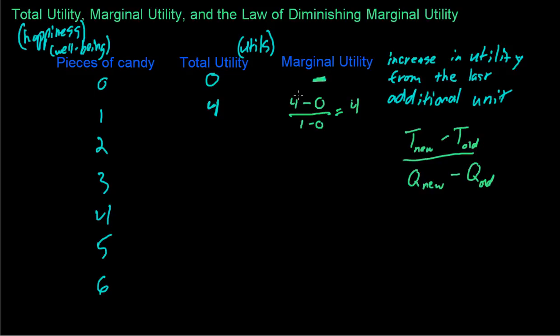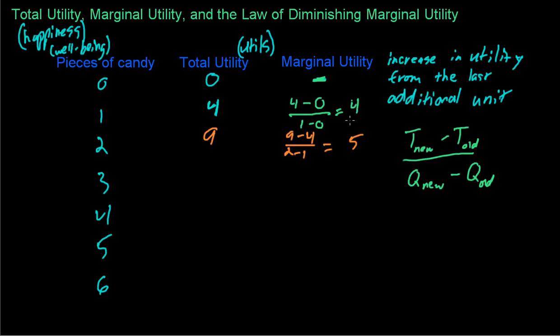All right, so let's keep going with this example so you get a better idea of how to do this calculation. Let's say that the second piece of candy is even better, and we jump up to 9 units of total utility. Then our marginal utility is going to be 9, the new total utility, minus 4, the old total utility, over 2 minus 1, which is just 1. So 9 minus 4 is 5, divided by 1 is equal to 5. What that's saying is that our second candy bar made us even better off than our first candy bar.